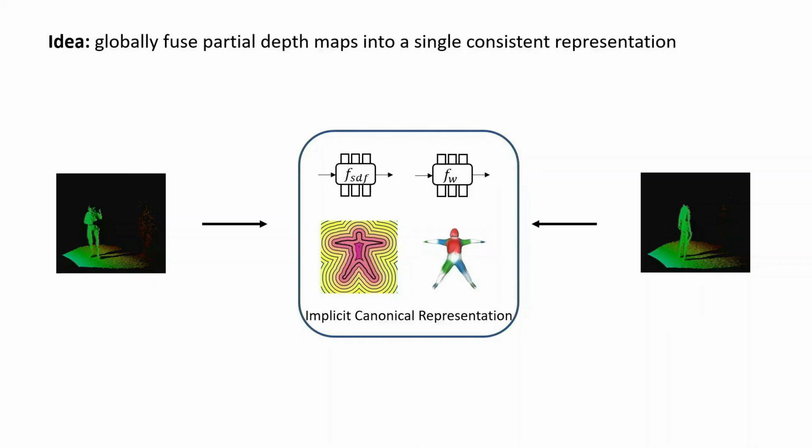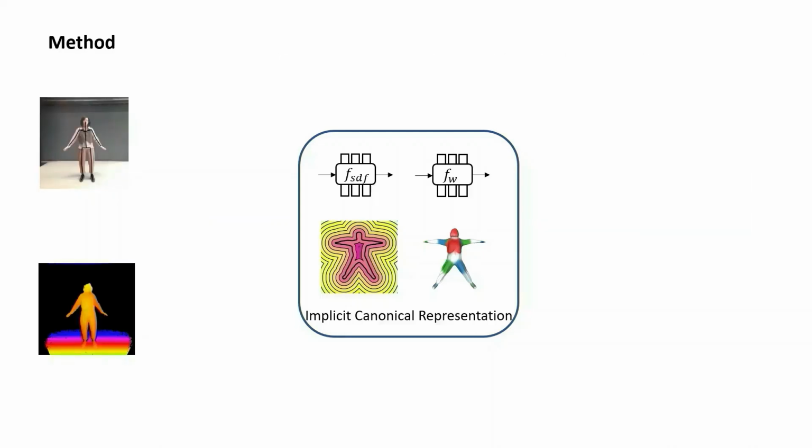Specifically, we define an implicit signed distance function and a deformation field in canonical space to represent the shape and non-rigid deformation of the avatar. This representation is learned entirely from the partial point clouds. We first sample 3D points in deformed space. Both points on and off the body's surface are sampled.